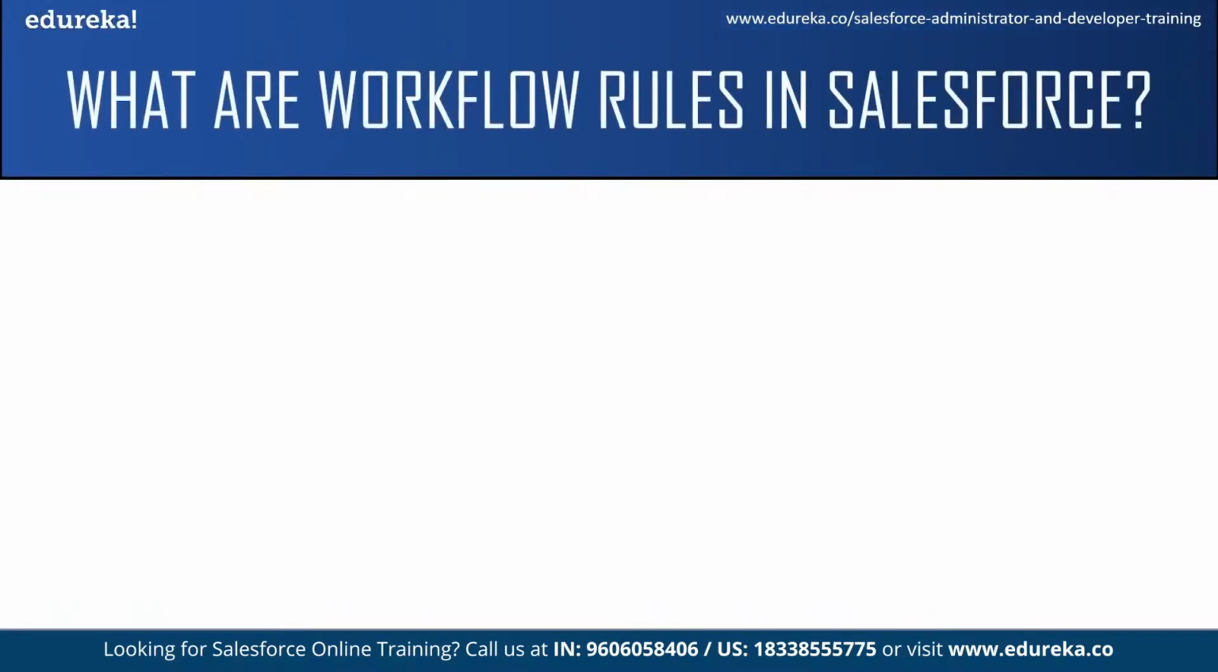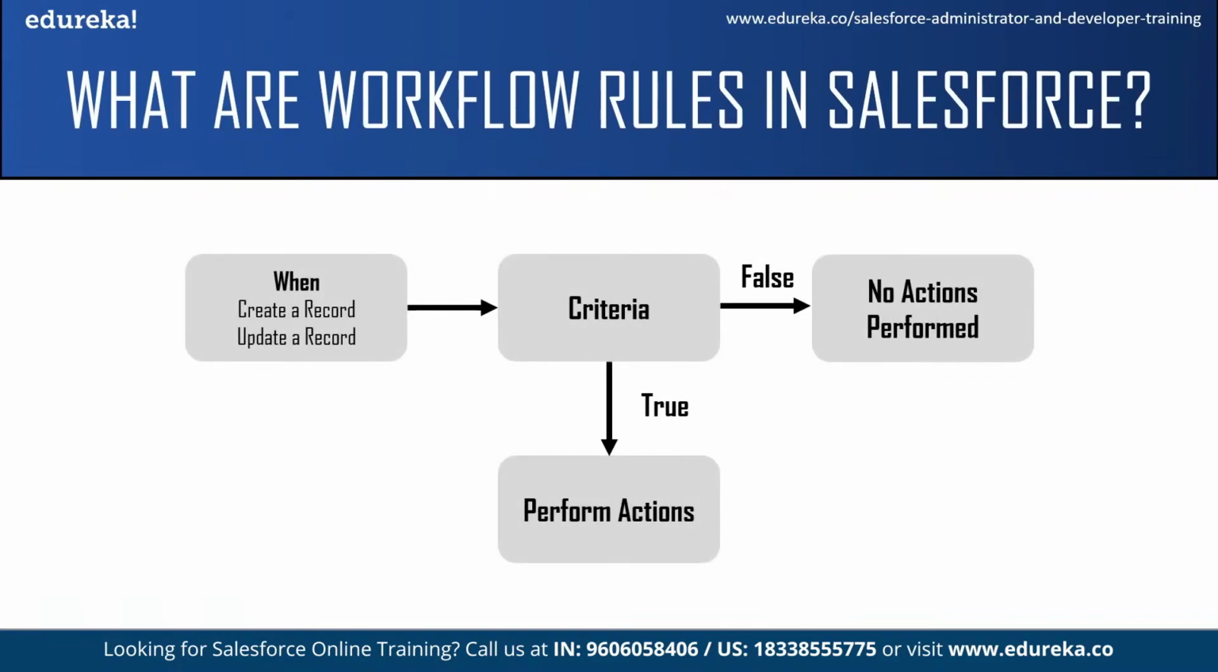So each workflow rule consists of two main things. One is the criteria and the other one is actions. But before we get into this, I want you to understand that you can set a criteria when a record is being created or when it has been updated. Now, these records are only based on a single object.